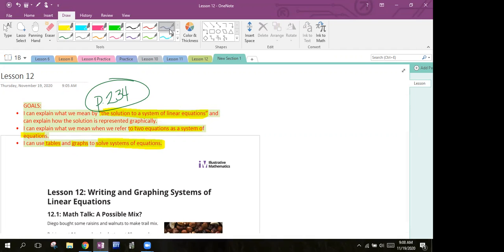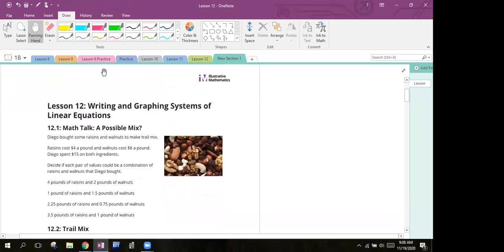So you probably see that we are going to be talking about systems of equations in this lesson, which, yes, it is a new concept for Algebra 1, but it's combining a lot of the stuff we've already done in previous lessons into this new concept. So it's not just completely a brand new concept. So this says lesson 12, we're going to be writing and graphing systems of linear equations.